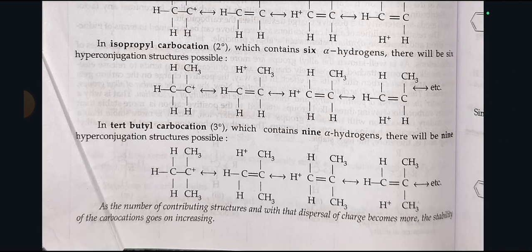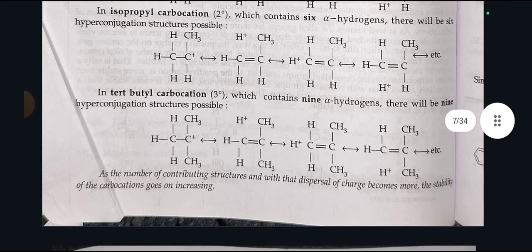In isopropyl carbocation (2 degree), which contains 6 alpha hydrogens, there will be 6 hyperconjugation structures possible. CH3CH+CH3, CH3CH=CH2 plus H+, and so on.